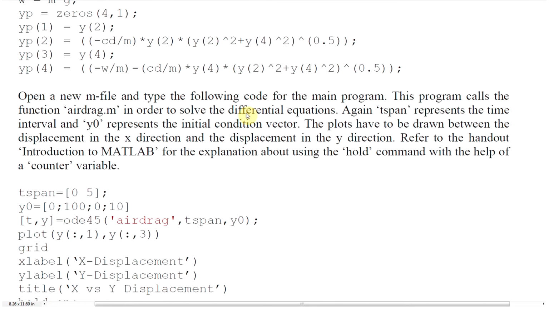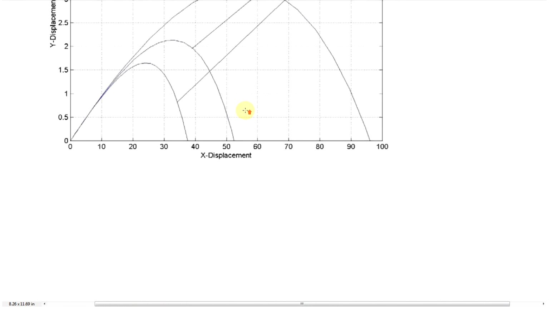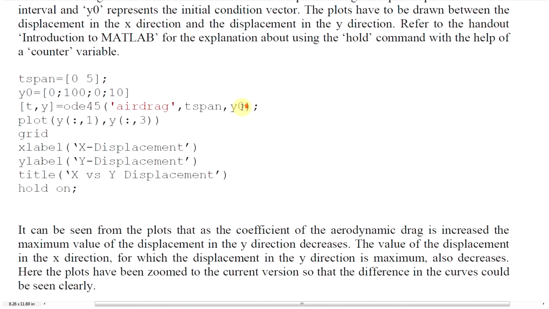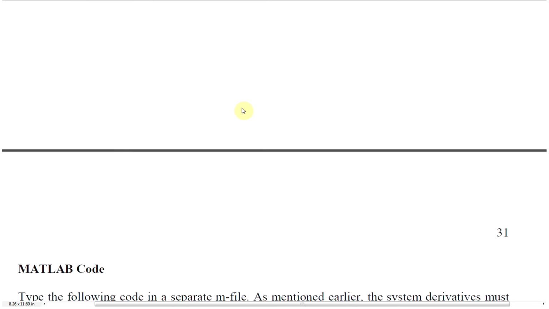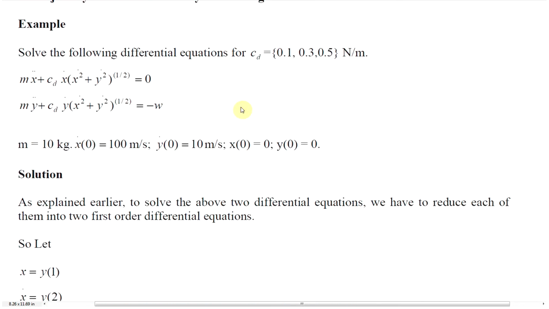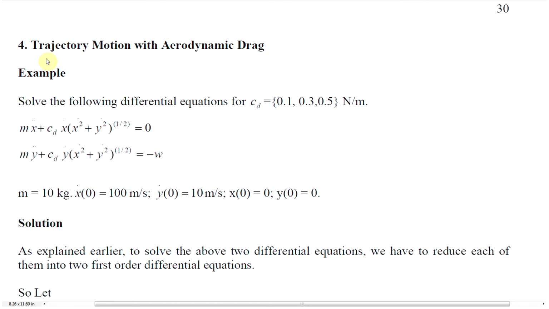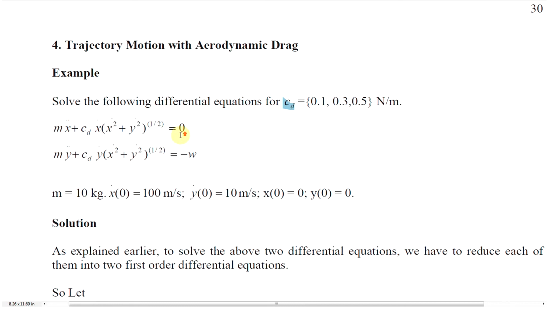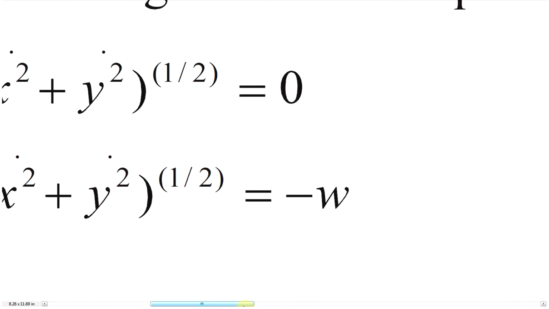Airdrag. Let's go down a little bit here. Oh, sorry, I've gone by it. So trajectory motion with airdrag, and I did a couple of plots like himself. He did the coefficients here of drag as 0.1, 0.3 and 0.5. Now obviously as the coefficient gets higher, the projectile is going to go less and less and less. Just zoom in here again so that guys can see it.